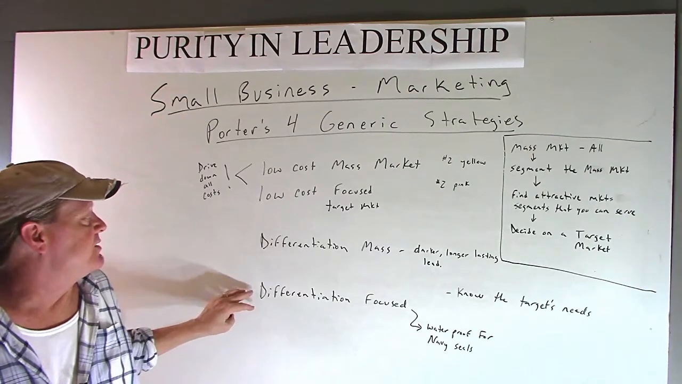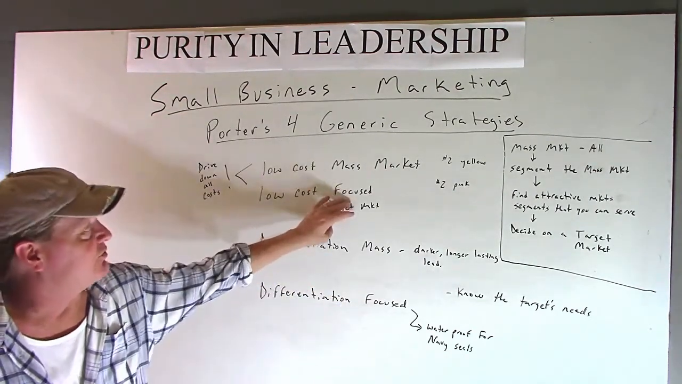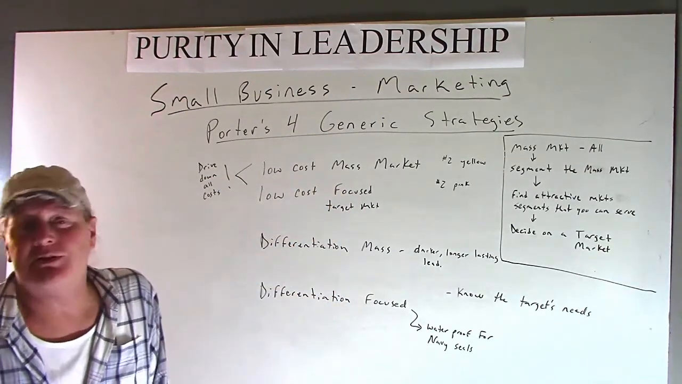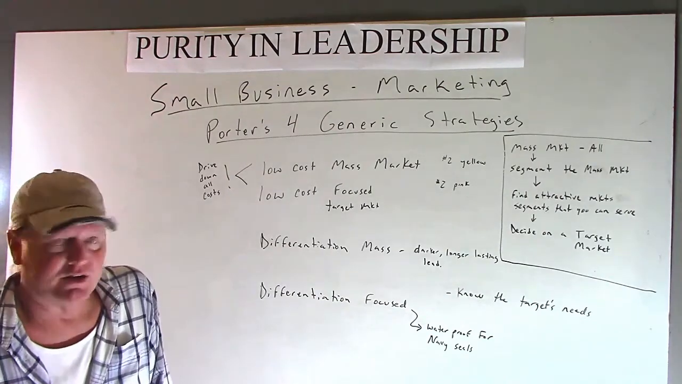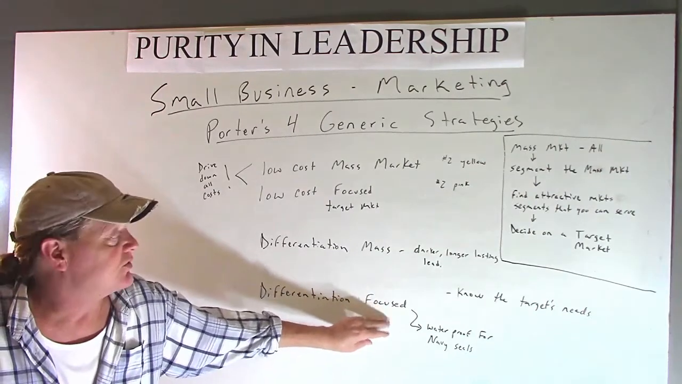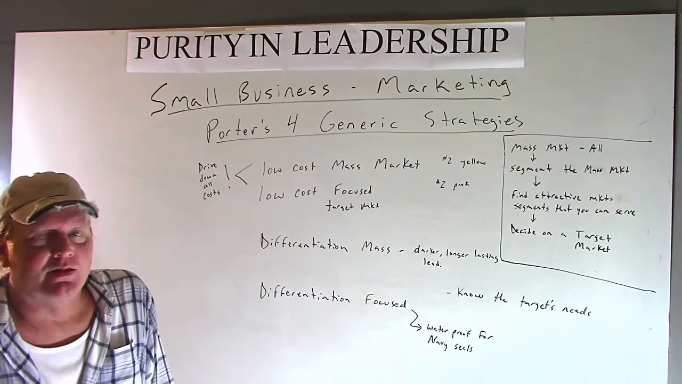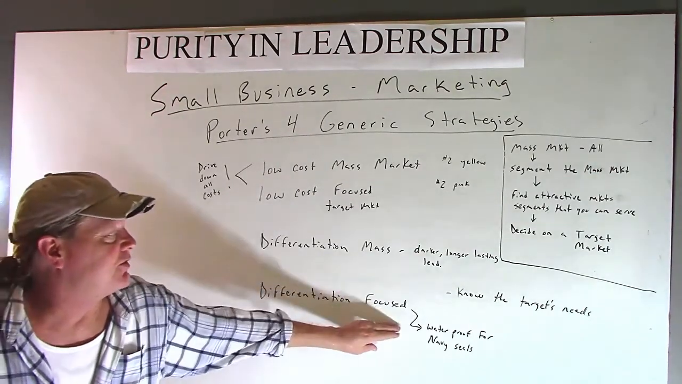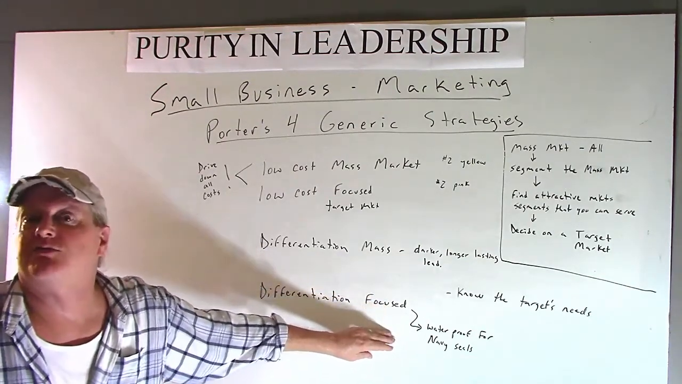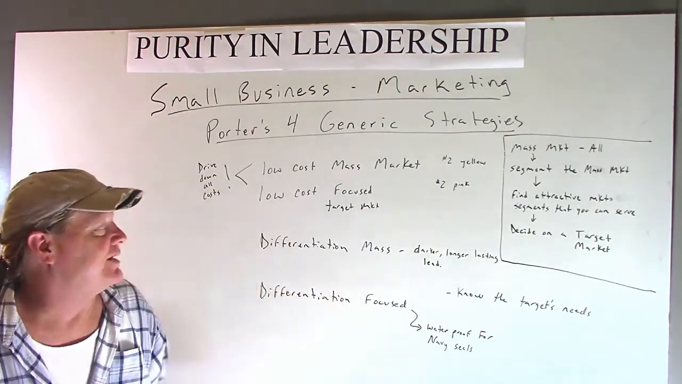Our next option is differentiation focused, which is the same concept as low cost focused, where we have a target market. And in this case, to be very extreme, very targeted, we could have a differentiation focused number 2 pencil that is waterproof for Navy SEALs. So it has a different function. It's different from all the other pencils. It's waterproof, and it's camouflage, or it's ocean blue for the Navy SEALs.